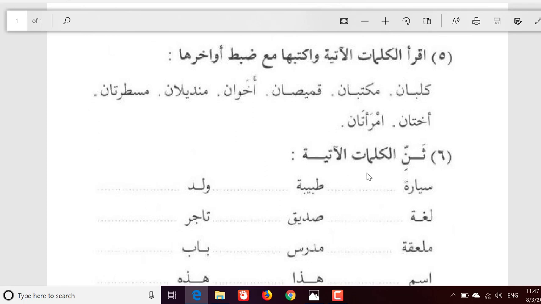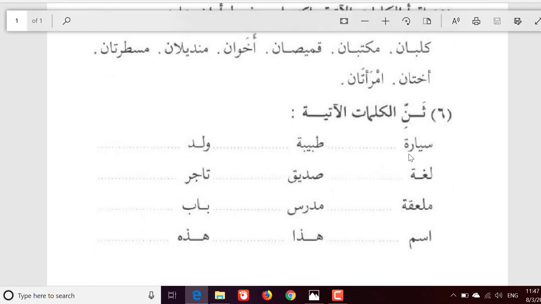Okay, it says iqra al-kalimat al-ati waktub ma'a dabti awakhiriha. So here they just want to emphasize to you that it takes a kasra at the end. So here we have kalbani, here we have maktabani, here we have qamisani, here we have akhawani, here we have mindilani, here we have mistaratani, here we have ukhtani, and here we have imra'atani. It says change these words to the dual form, thanni, not to the feminine form, excuse me.